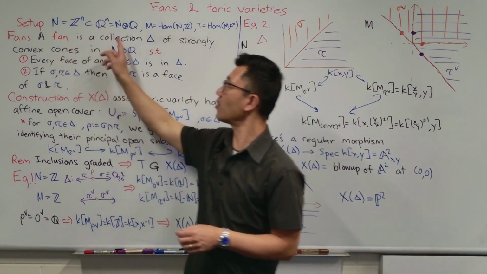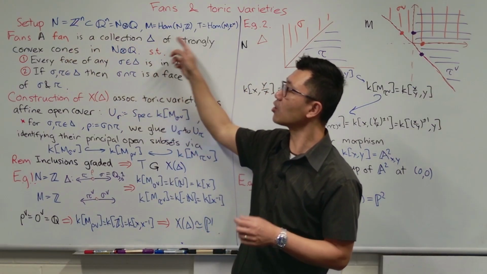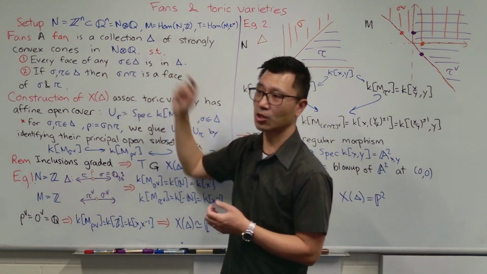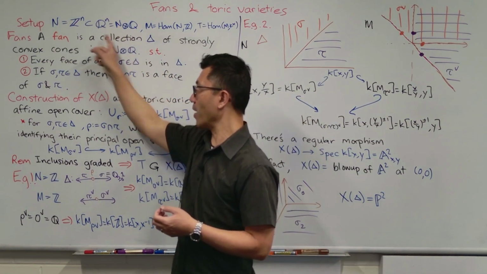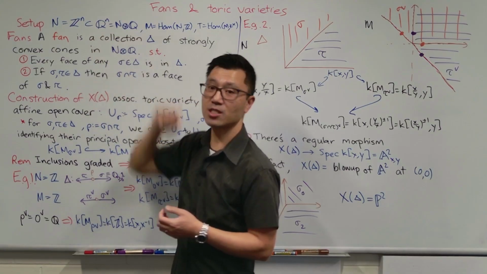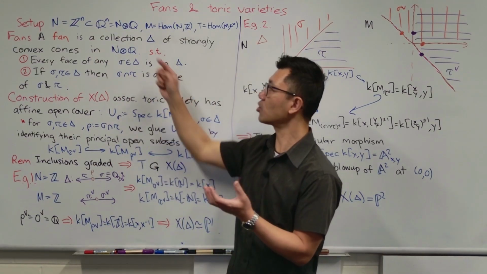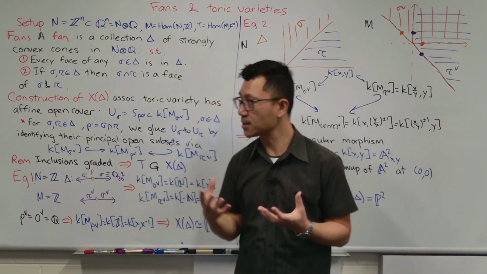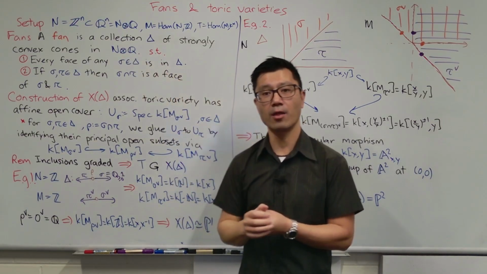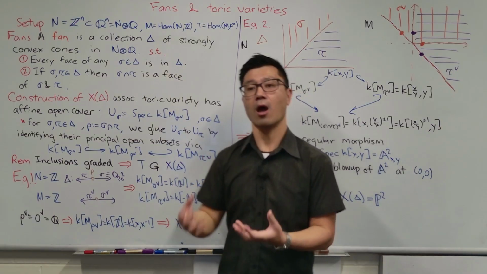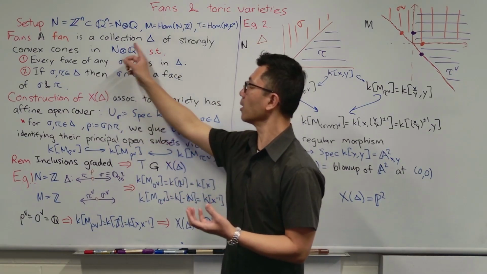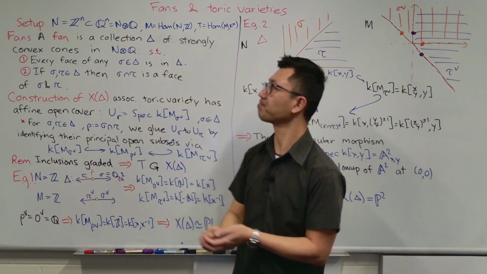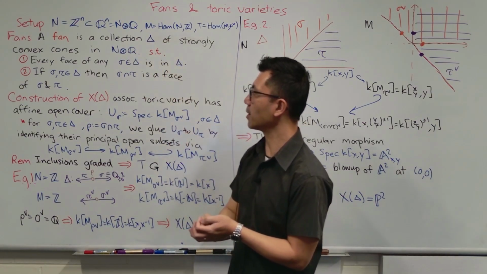So what is a fan? Firstly, it's just a collection of strongly convex cones inside this N tensor Q. So this is just some n-dimensional vector space over Q, right? And remember, strongly convex means that in this cone, the only vectors inside there which are such that their negatives are also inside there is the zero vector.